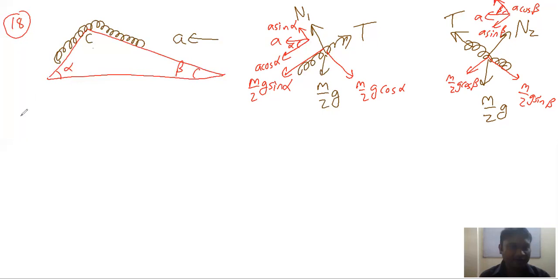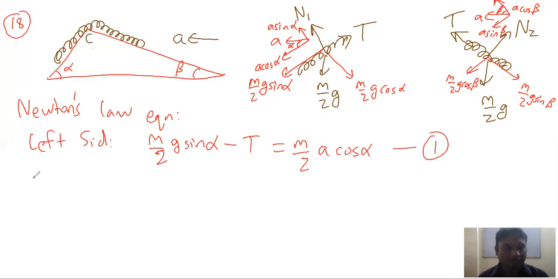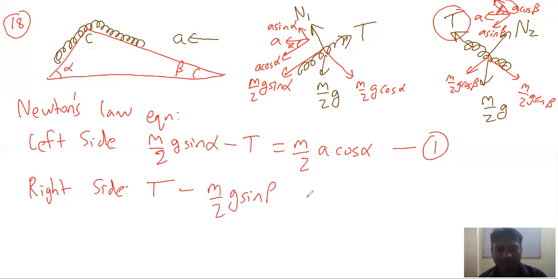Then let us write Newton's law equation. First, I will write Newton's law equation for left side of the rope. So along the incline, I have m/2 g sine alpha minus tension force is equal to m/2 into A cos alpha. So this is the first equation for left side of the rope. For right side rope, we have T minus, see, acceleration is in this direction, so T will be bigger force, minus m/2 into g sine beta is equal to m/2 into A cos beta. So these are the two equations along the incline.